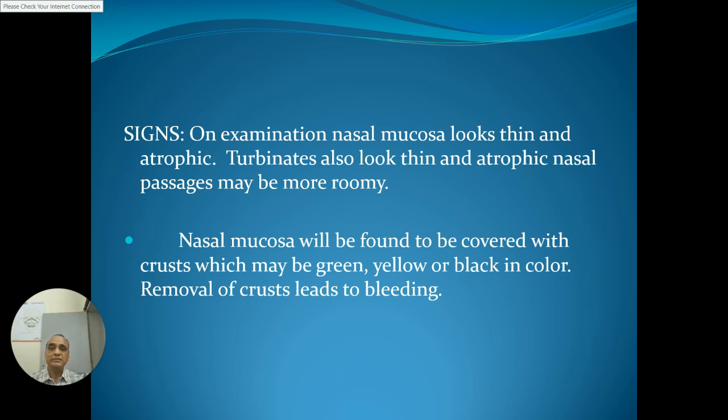Under the signs on examination, I already mentioned, there will be atrophy resulting in roominess of the nasal cavity. Turbinates also become thin and atrophic. The end result is that the passage will be roomy, and sometimes you can even see by doing anterior rhinoscopy the posterior pharyngeal wall appearing like a curtain when the patient swallows. That means it is so roomy you can straight away see the posterior pharyngeal wall. In this, the nasal mucosa will be found covered with crust, which may be green or yellow or black. Removal of the crust will lead to bleeding. That is the reason for the epistaxis.